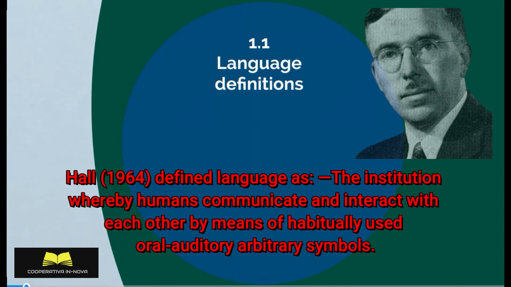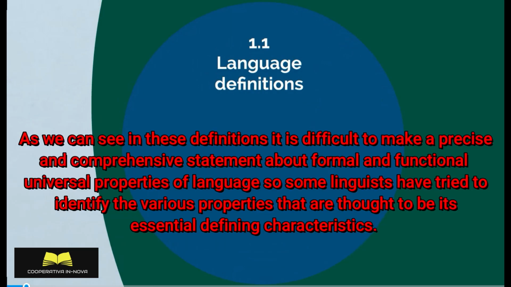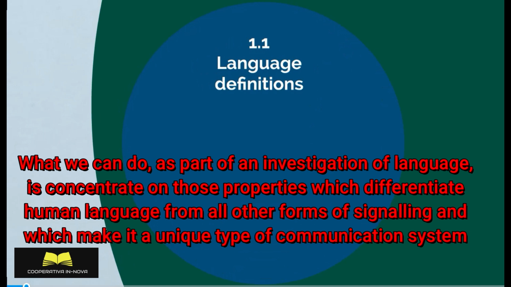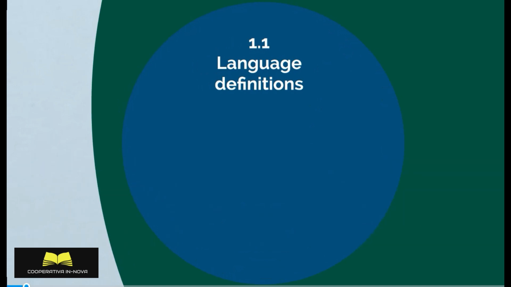oral auditory arbitrary symbols. As we can see in these definitions, it is difficult to make a precise and comprehensive statement about formal and functional universal properties of language, so some linguists have tried to identify the various properties that are thought to be its essential defining characteristics. What we can do, as part of an investigation of language, is concentrate on those properties which differentiate human language from all other forms of signaling, and which make it a unique type of communication system.